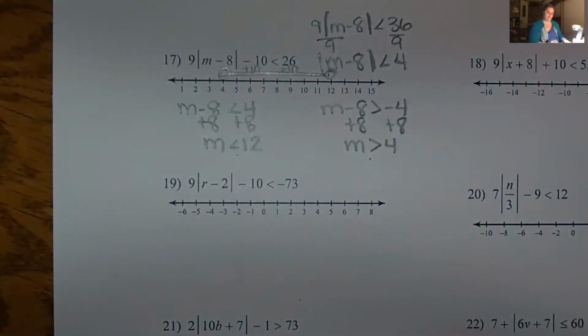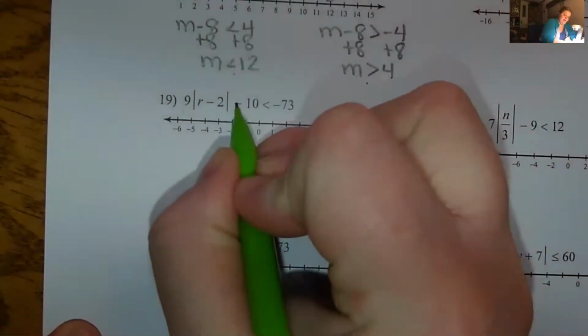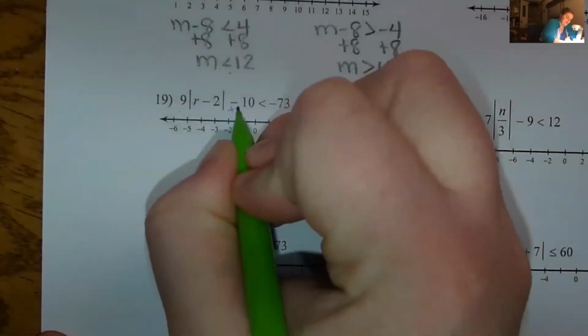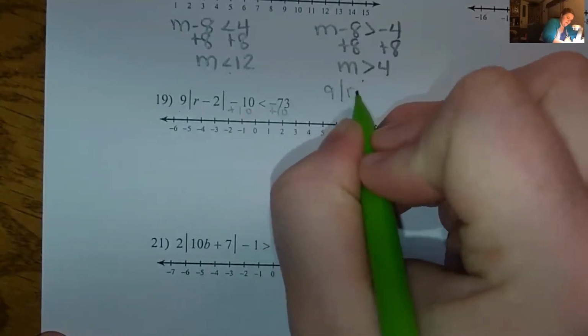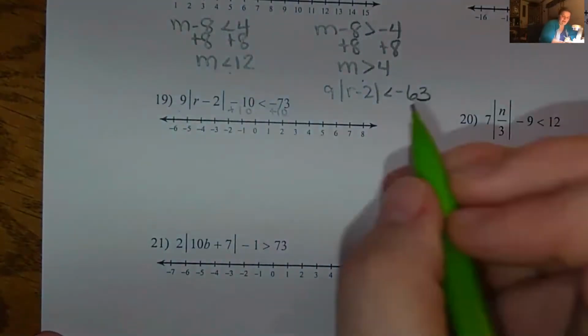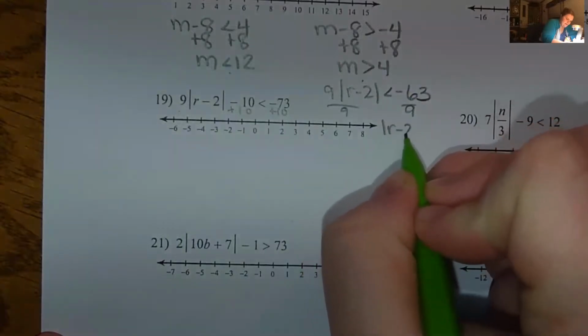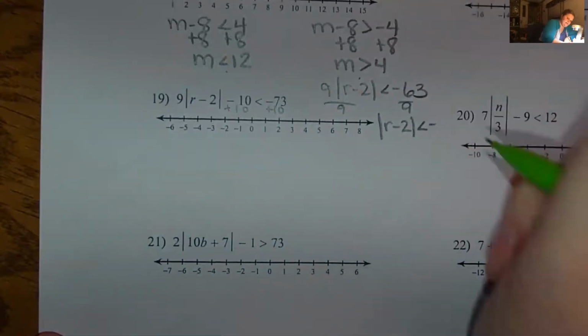Okay, let's try 19. 2 more and I promise I'll let you work. Got to get rid of that. I got to add that 10 over. If I add 10 to a -73, I have 9 absolute value of r minus 2 less than -63. Got to get rid of that 9, divide by 9. So I have absolute value of r minus 2 is less than -7.